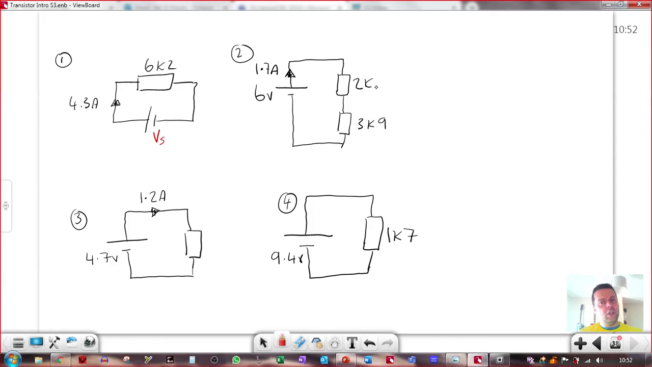In question 2, I've put 2 resistances in, and all I'm doing is asking for the 2 individual voltages this time. We'll do them in this order. So there's 2 voltages to work out, so you're going to use Ohm's law twice. Let's call it V1 and V2. This is a series circuit, so as I said in the previous example, that 1.7 amps flows through both of them. So the current through that 2K resistance is 1.7 amps.